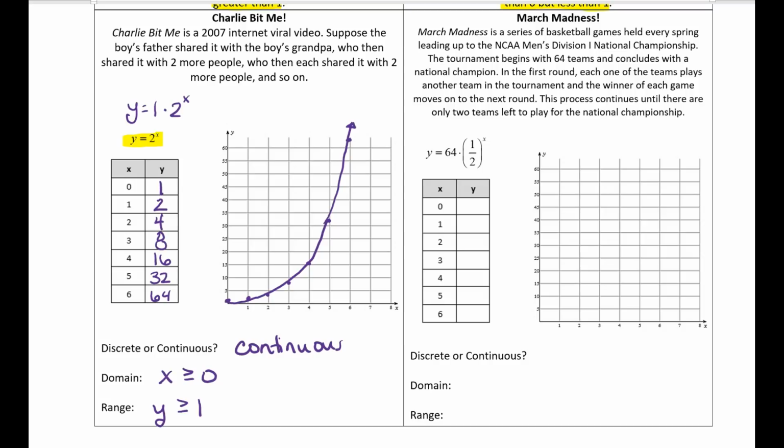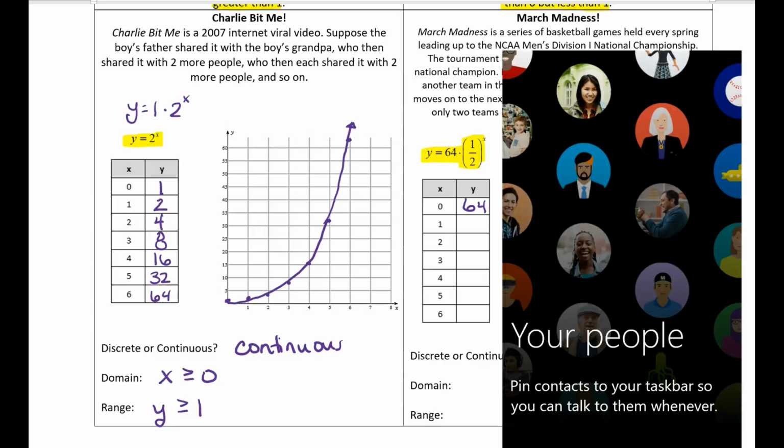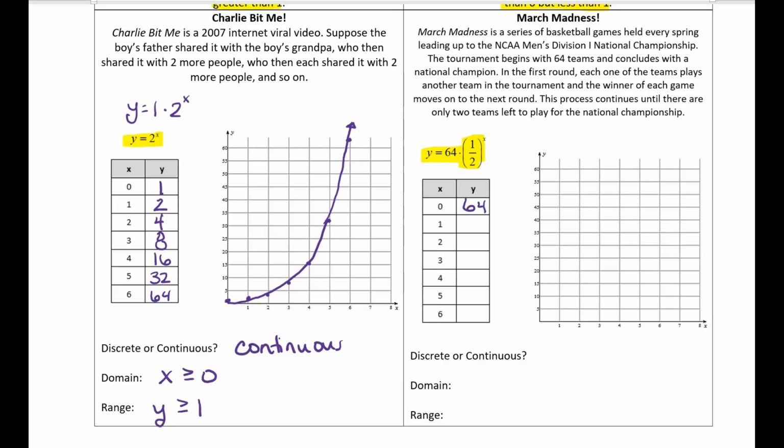So again, you can see this function here, and it fits our y equals a times b to the x. In this case, our a is 64. It's the number of teams we're starting with. And our b, 1/2, is that we're basically having half as many teams in each round. So when we start at 0, we start with 64 teams. Then you'd have 32 games going at the same time, 2 teams playing in each. So at the end of that first round, half of those teams are eliminated, so you'd only have 32 left.